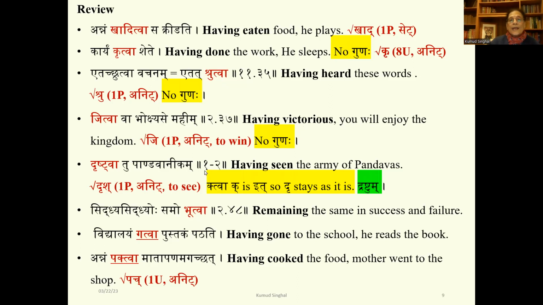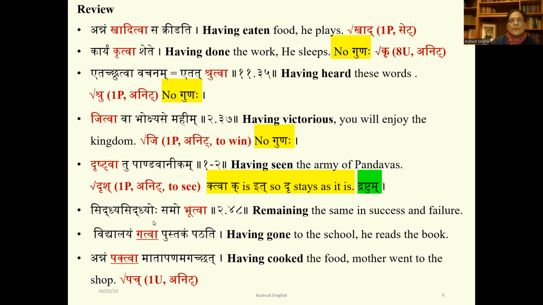Then again, another example, verse 2 from chapter 1. Drishtva tu Pandavanikam. Having seen the army of Pandavas. Drishtva. In ktva, this is drishtva. But in tumun, it is drashtum. So you have to note that. And because ka is kit, the dri stays as it is. It doesn't change into dra.